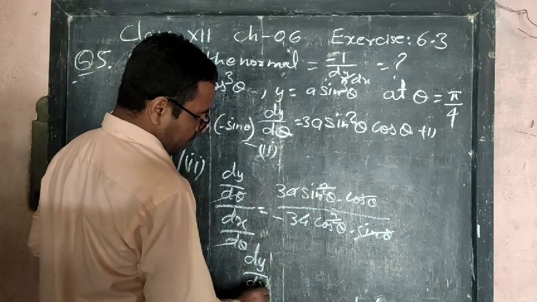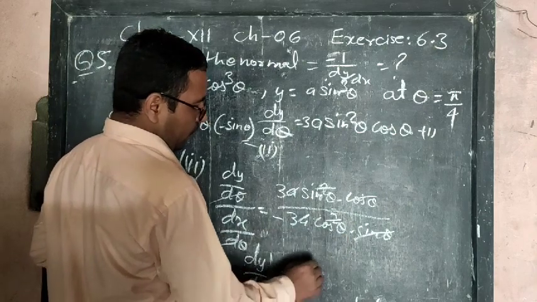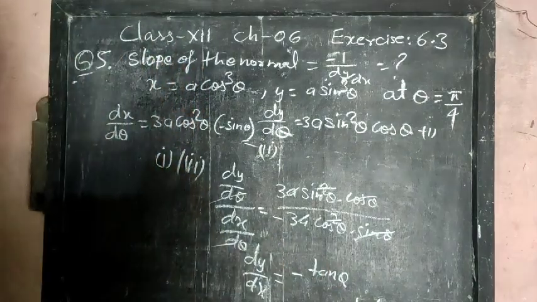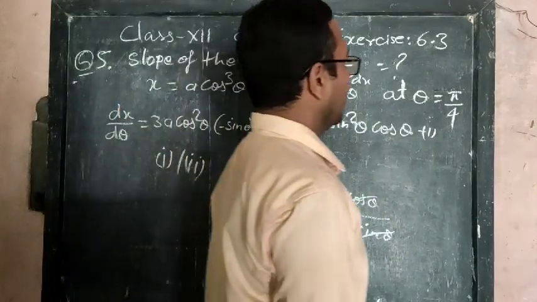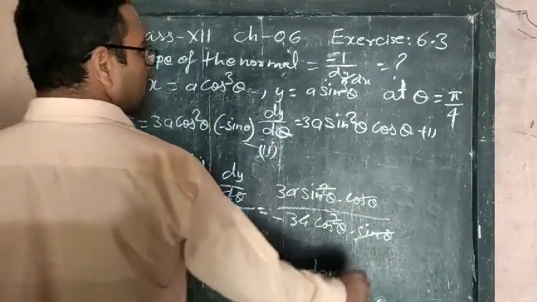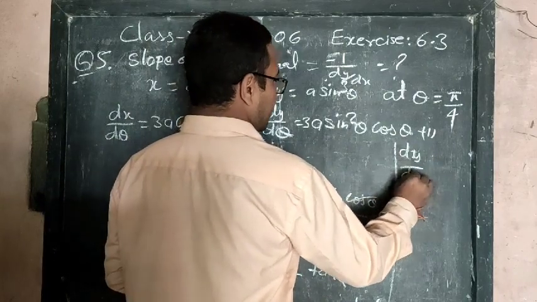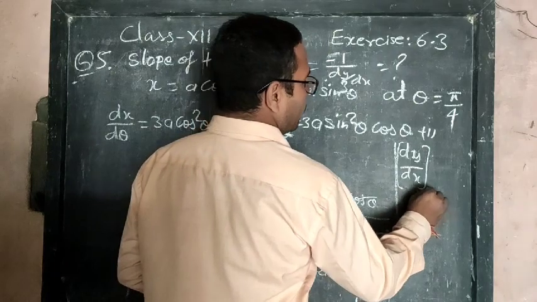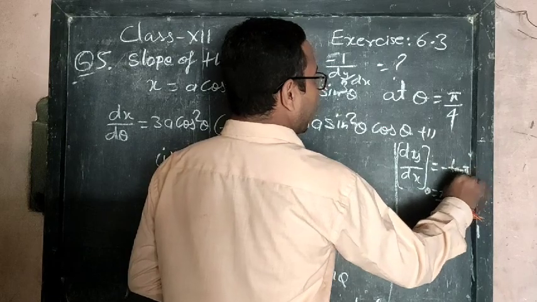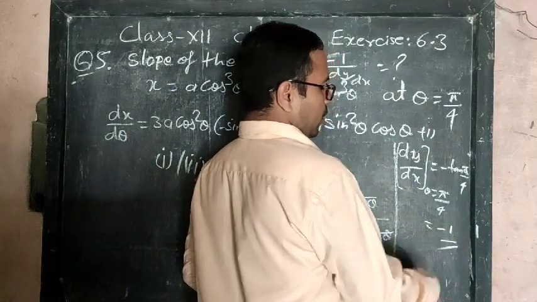You will get dy by dx is equal to sin theta upon cos theta, which is minus tan theta. Negative sign is here. So we have got dy by dx is equal to minus tan theta. But theta value is pi by 4, so we will put it here. Let's see what we will get: dy by dx at theta is equal to pi by 4 is minus tan pi by 4. Tan pi by 4 value is 1, so we will get minus 1.